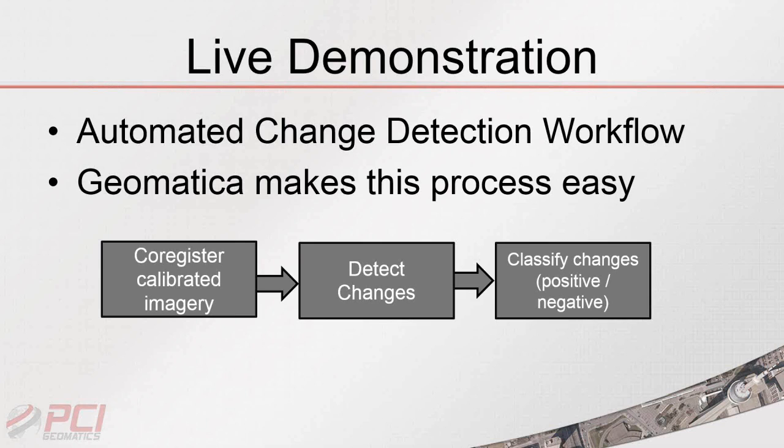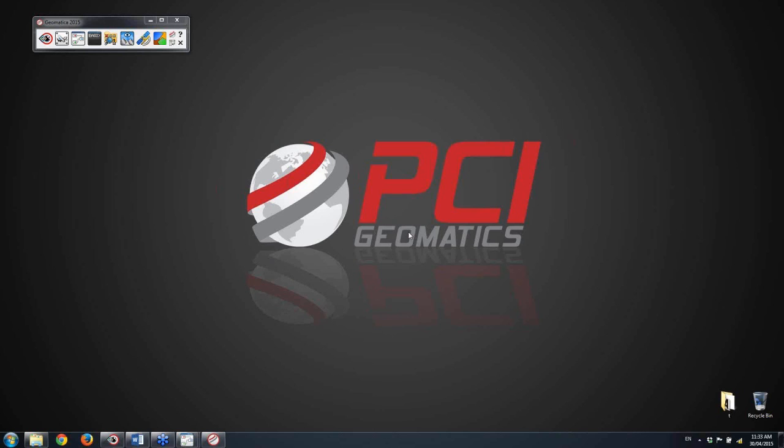So the process in a very, very simple way here is to co-register the calibrated imagery. Again, very important that the imagery is calibrated. We then perform the change detection, and then we can classify and represent our changes easily within the Geomatica system. So I'm going to take control at this point and show you some of this capability.